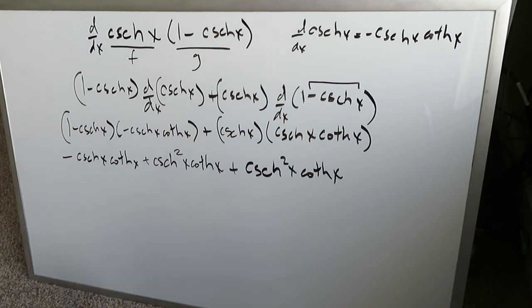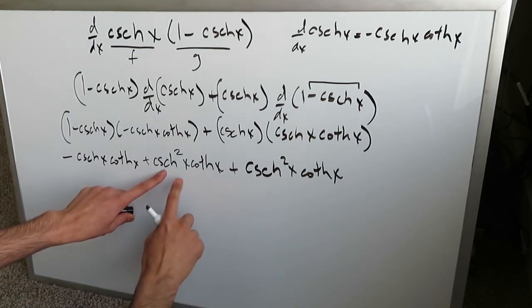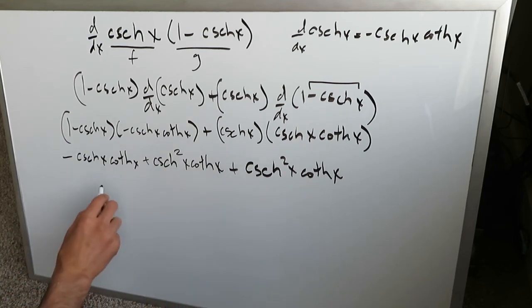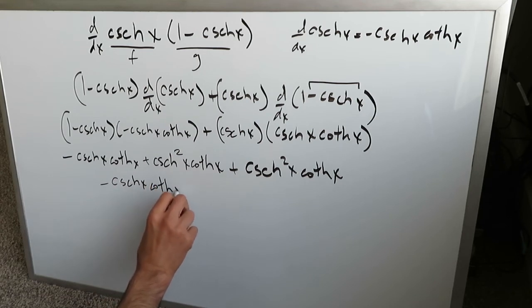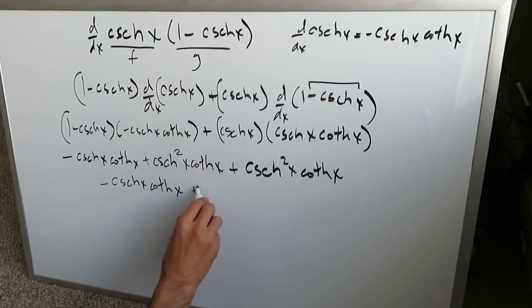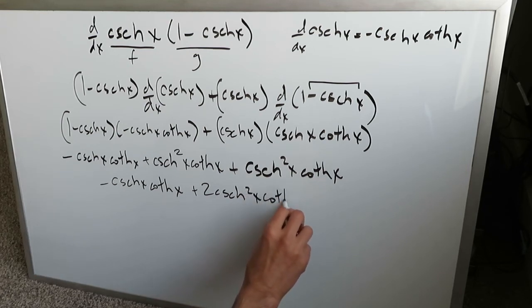Now look over here. Are there commonalities we can see? This right here is the same thing as this right here. You're doing essentially 1 plus 1. You're getting a 2. You're doubling it. So let's rewrite everything in a format closer to a final one. You get plus 2 hyperbolic cosecant squared x, hyperbolic cotangent x.